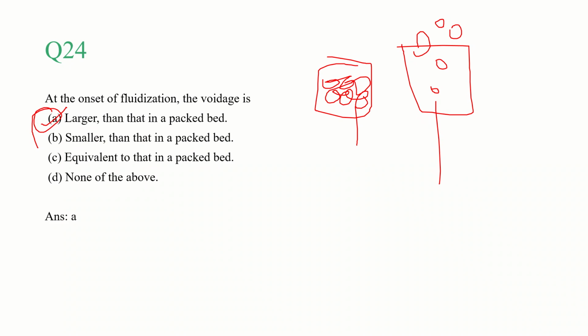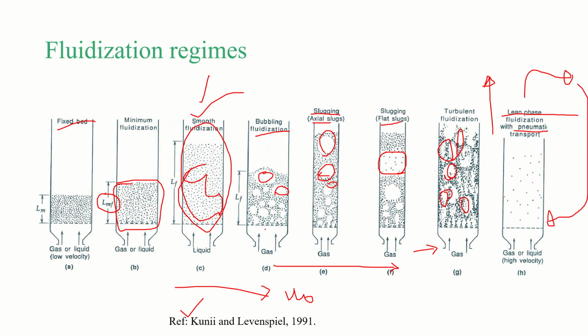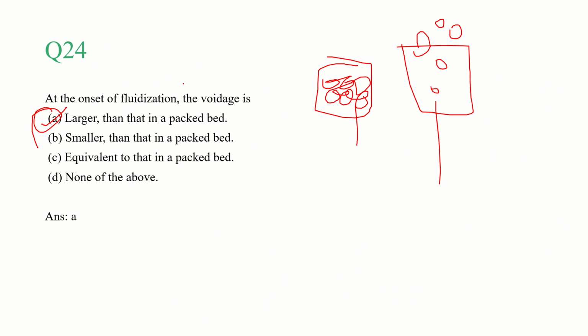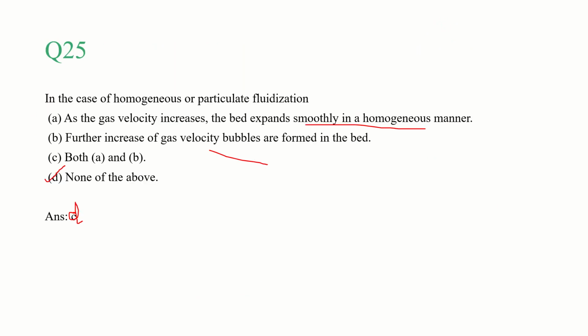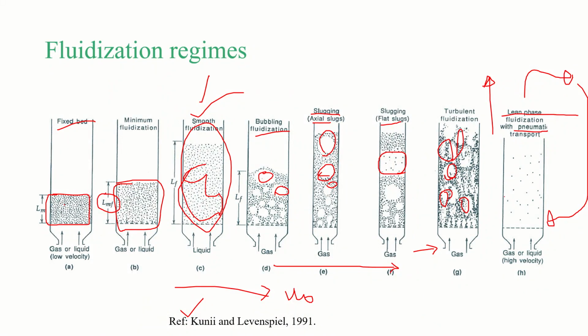Then on the next page, in the second diagram, when minimum fluidization occurs at the minimum velocity, the void between the two particles is larger. You see, here the voidage is more compared to the fixed bed diagram. The B diagram has more voidage. That is what is given: at the onset of fluidization, the voidage is larger than that in a packed bed or fixed bed.